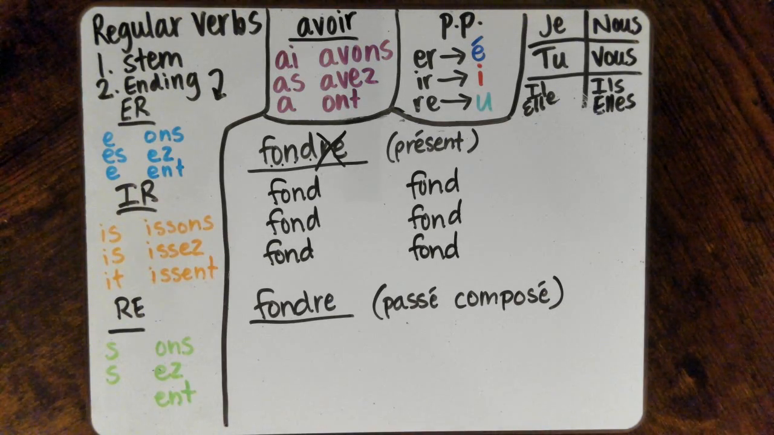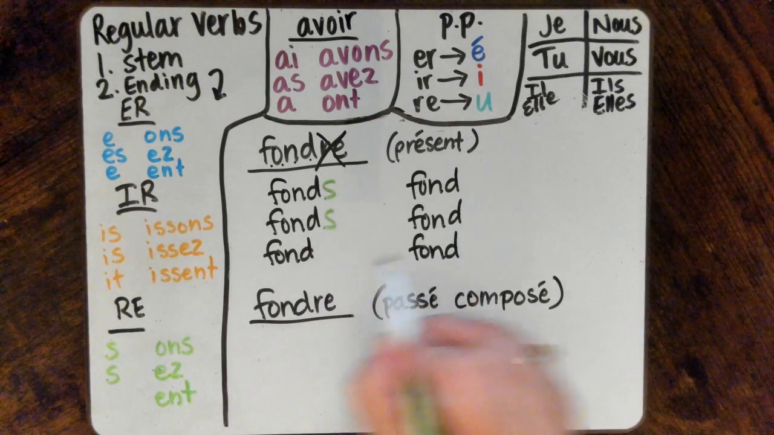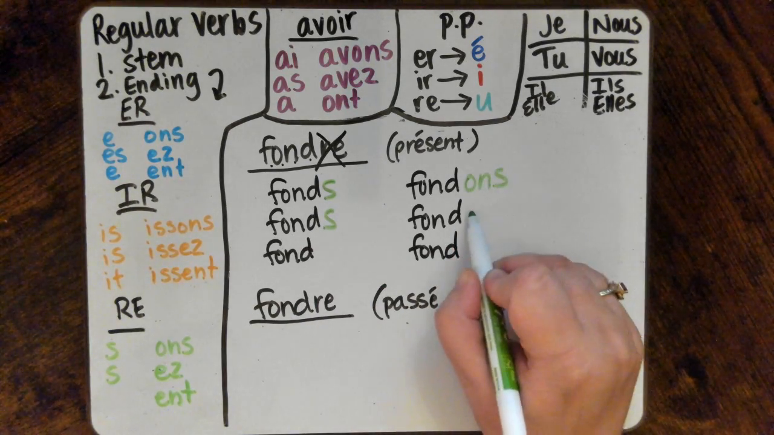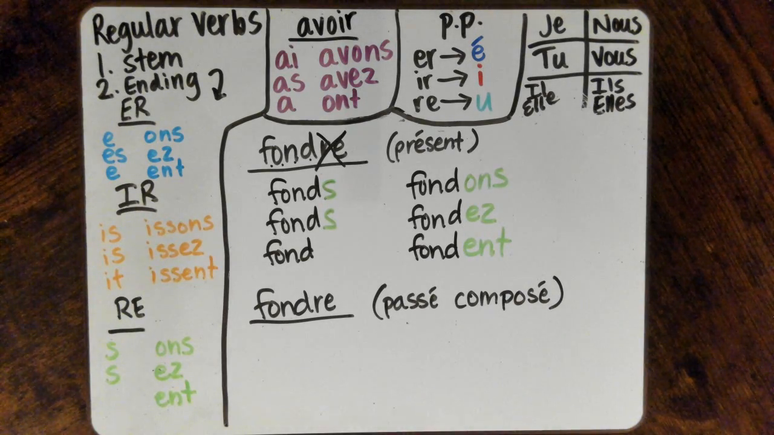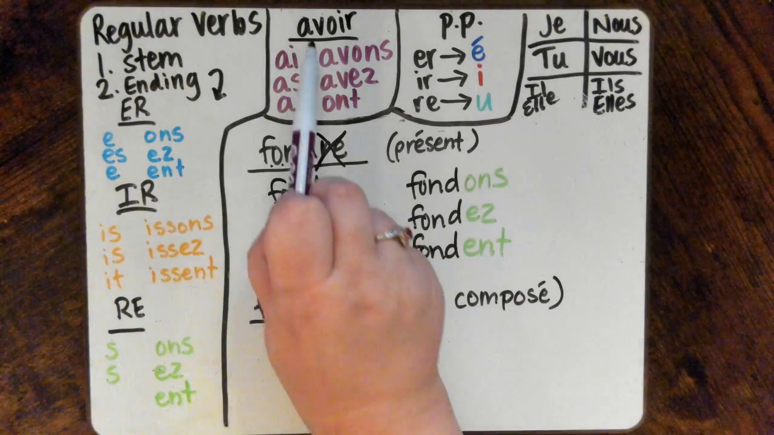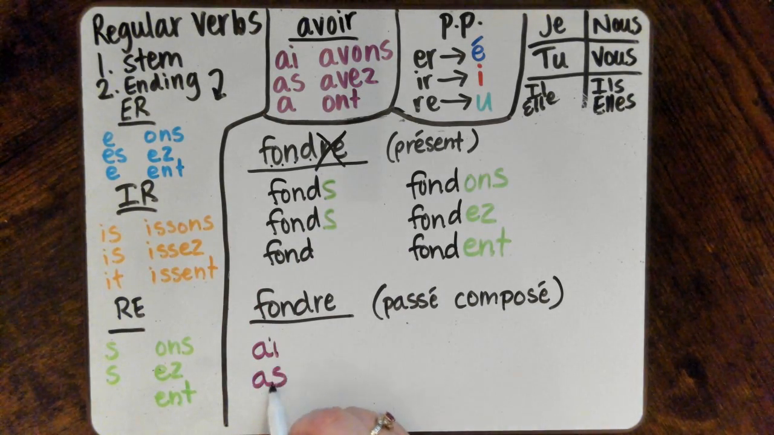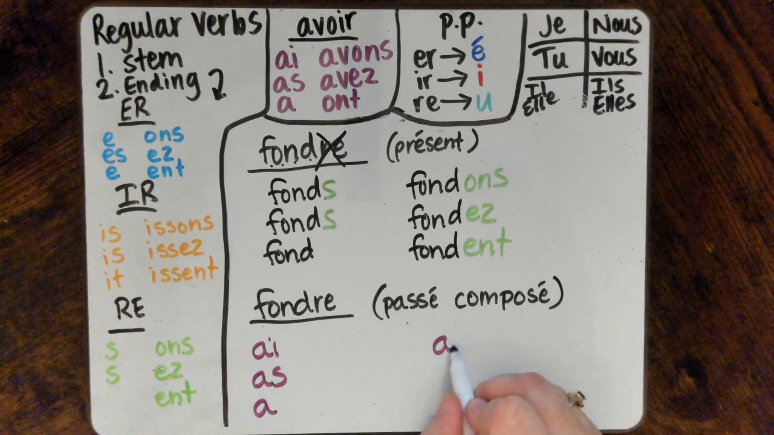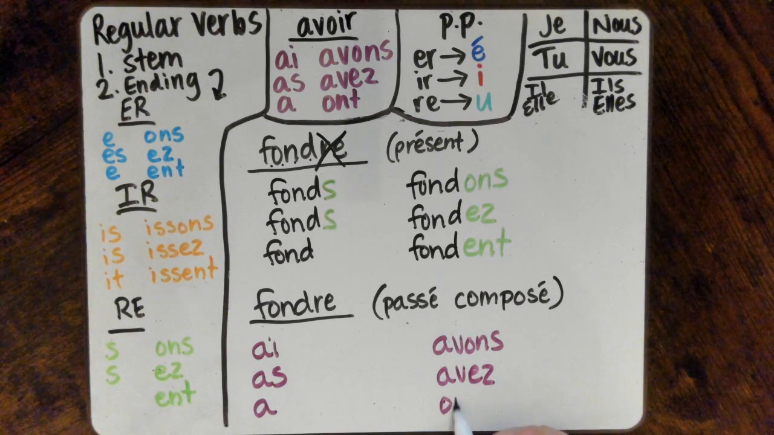And then our ending, since fondre is an RE verb, we're going to use these endings down here. So we have S, S, nothing, ONS, EZ, ENT. Now for the passé composé, we're going to start with the auxiliary, avoir: ai, as, a, avons, avez, ont.